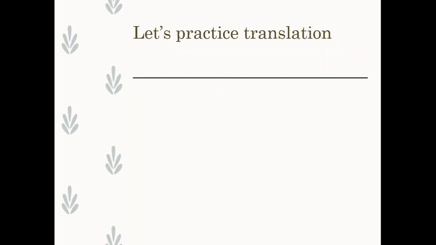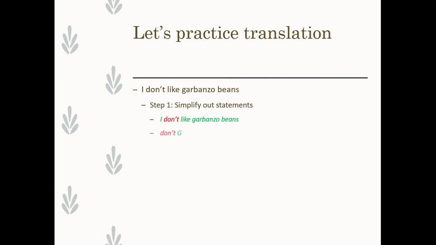All right, let's go ahead and practice some translations. So, I don't like garbanzo beans. Step one, you simplify out your statements. So we have I don't like garbanzo beans. The statement is really I like garbanzo beans, and then you throw that don't to the beginning. So it would say don't G, or it is not the case that G. So G means I like garbanzo beans. We just moved don't to the front of the sentence.